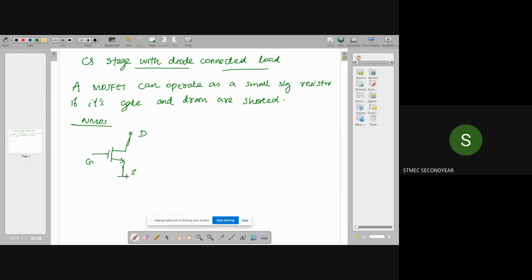Now what we have to do is short the drain and gate terminal, by giving a connection between drain and gate. So this is the diode connected NMOS. Diode connected load means we can replace the resistor with this circuit. So instead of resistor, you can use this circuit, that is diode connected NMOS. Similarly, you can go for PMOS also.